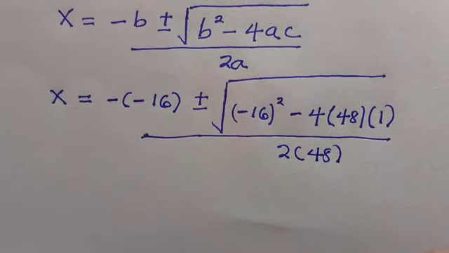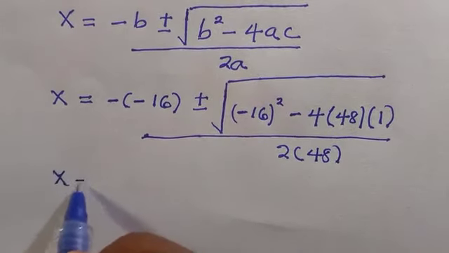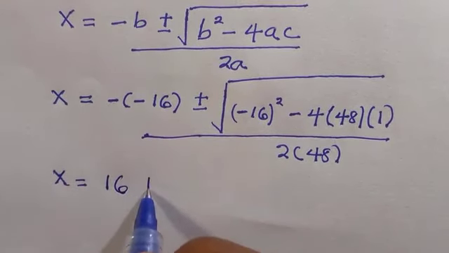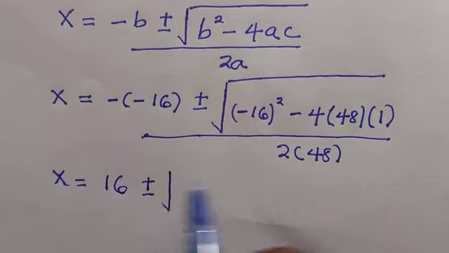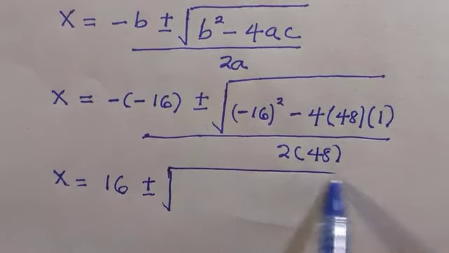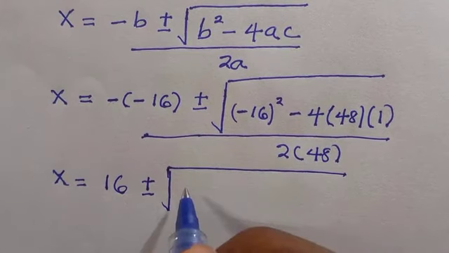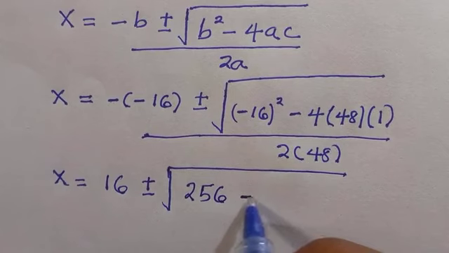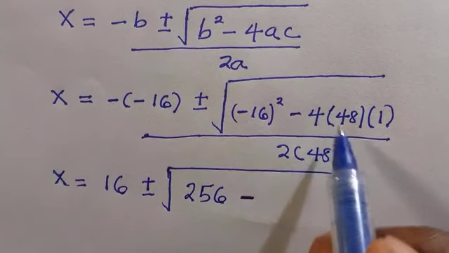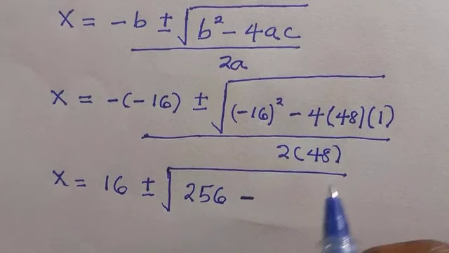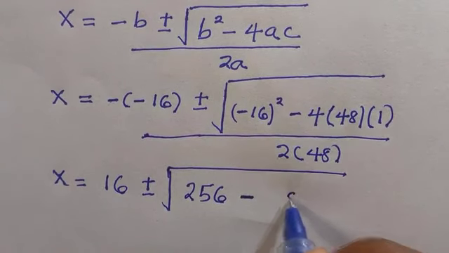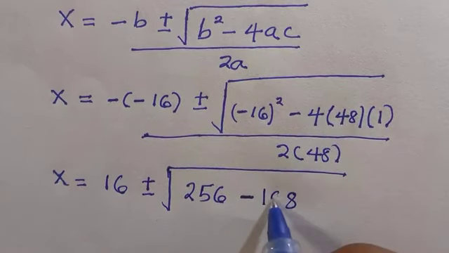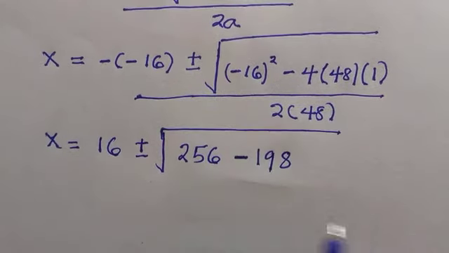So then we can now break this down as x equals minus minus is plus, then we have 16 plus or minus the square root of, so minus 16 squared is plus 256, and for this one we have minus 4 multiplied by 48. So by taking 4 multiplied by 8, it's going to be something around, okay, let's say 8, and we have 4 times this, that is 19. Okay, we have plus 3 already.